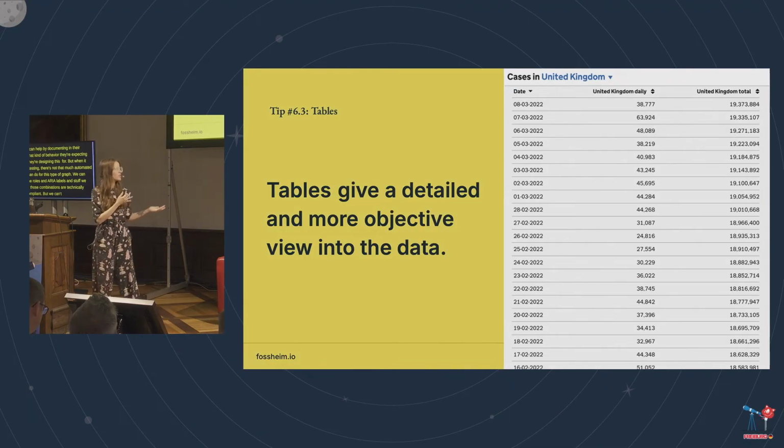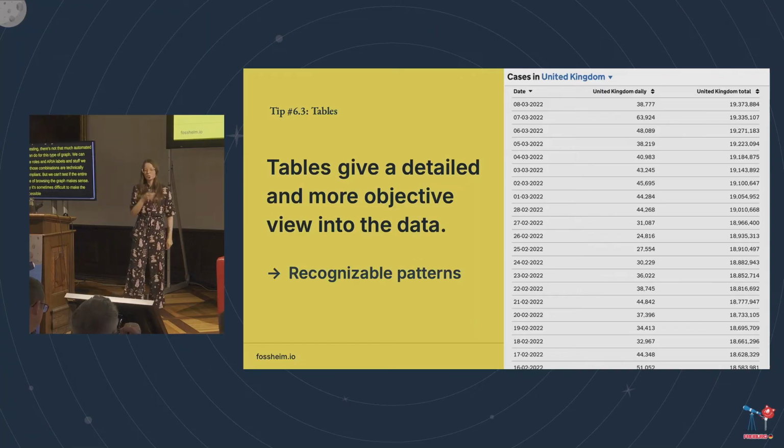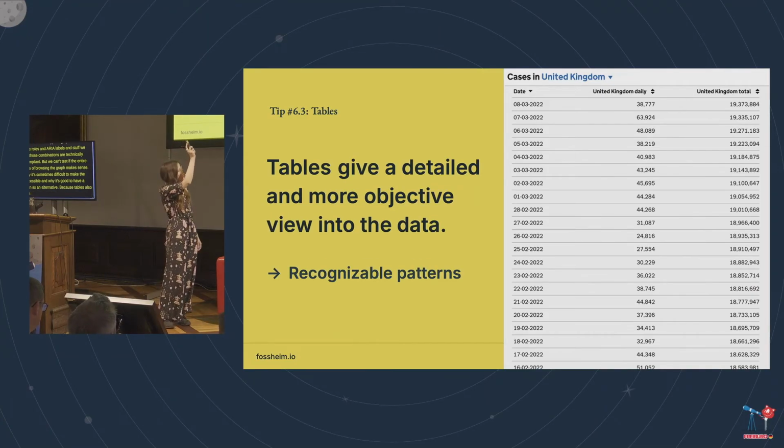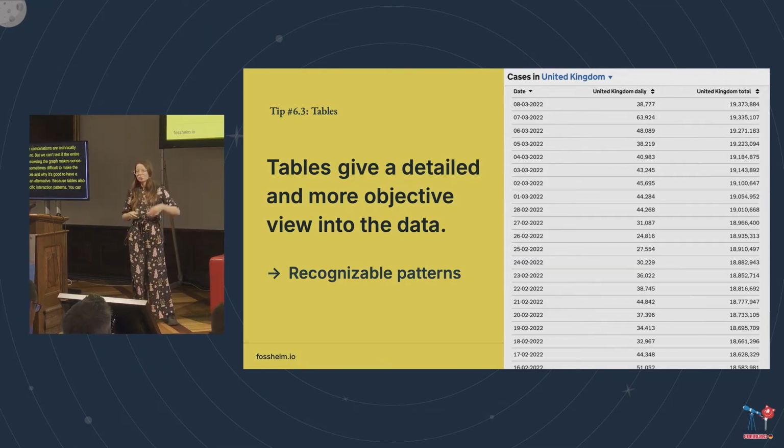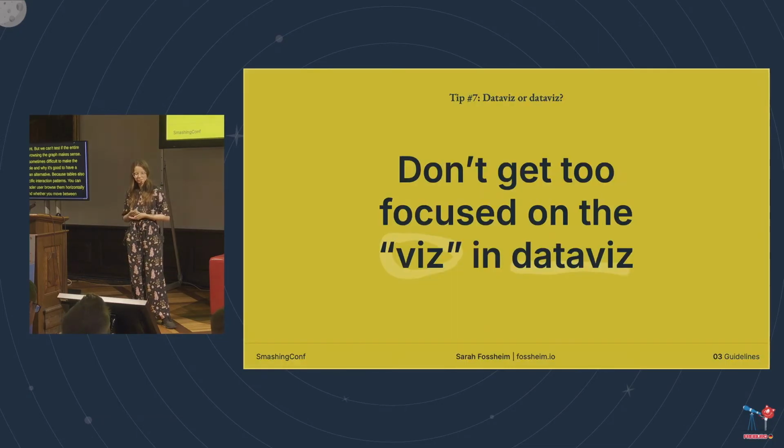And that's why it sometimes becomes a bit difficult to make those charts accessible, and also why it's good to always have a table, again, as an alternative. Because tables also come with specific interaction patterns. You can, as a screen reader user, browse them vertically or horizontally, and when you move between cells, it will announce the table heading. So it gives you a lot of easy ways of navigating between the different cells.